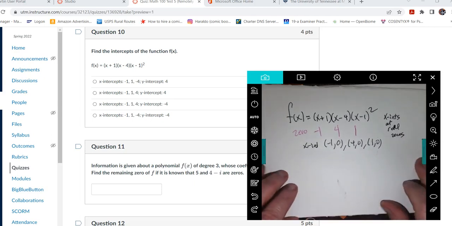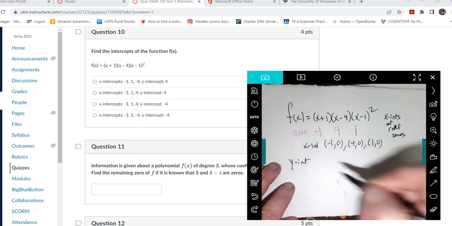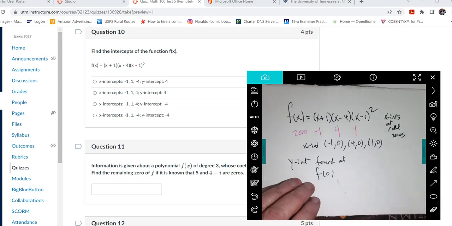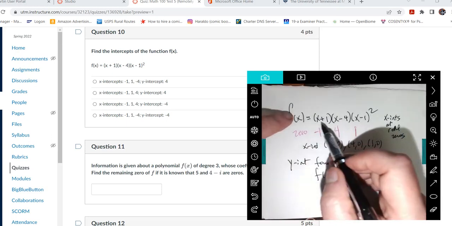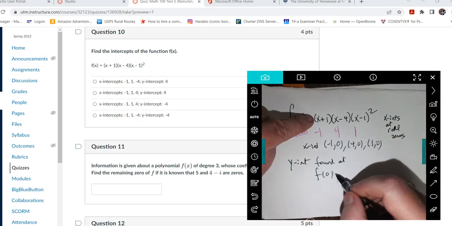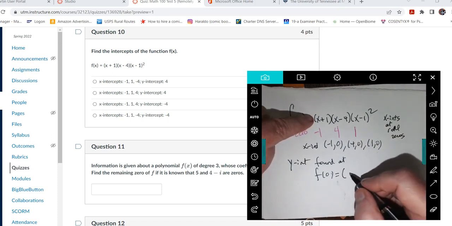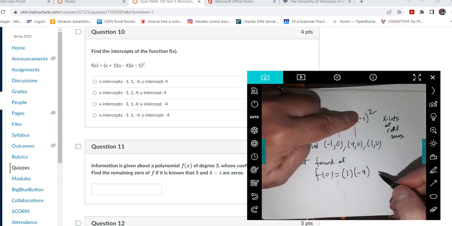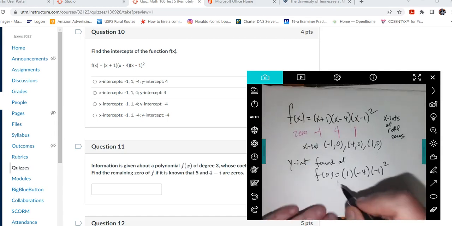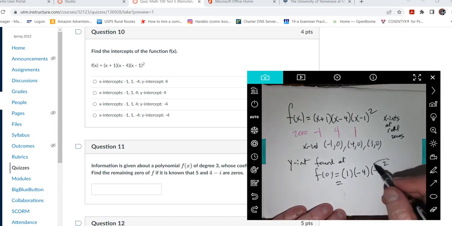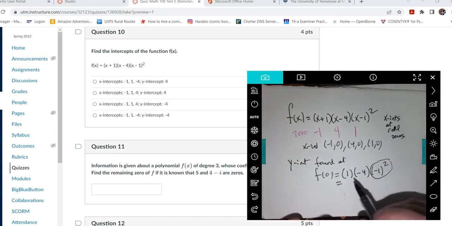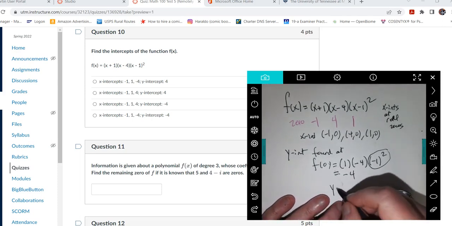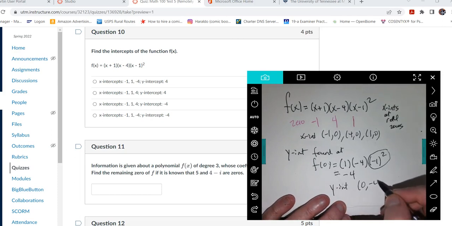Okay. Now, what about a y-intercept? There's at most one y-intercept. The y-intercept is found at f evaluated at 0. So I'm going to come back here, and everywhere there's an x, I'm going to replace it with 0. And if x is 0 there, I'm going to get -1 all squared. -1 all squared is +1. So I have 1 times -4 times 1. So my y-intercept is going to be the point (0, -4).